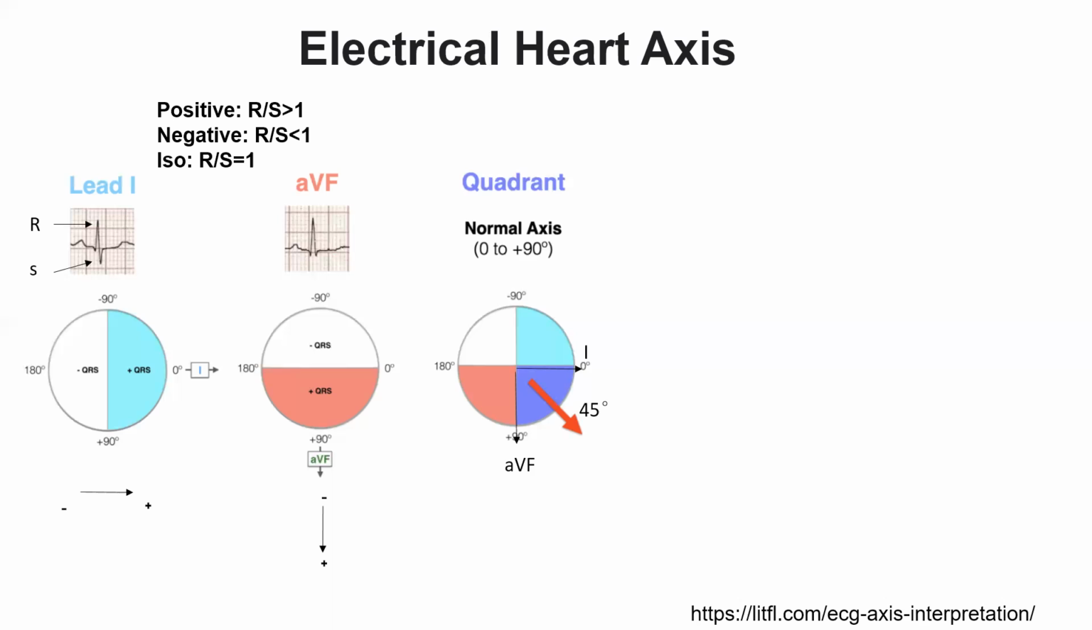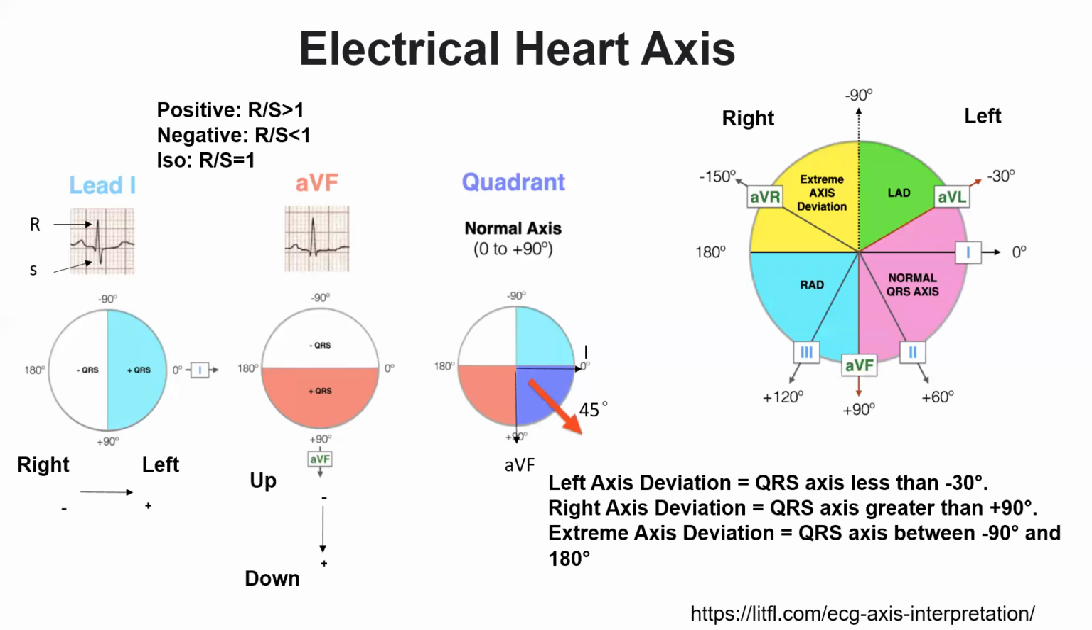So we combine these two vectors together, and we can see that the QRS complex in this EKG is about 45 degrees, which is located in the normal axis range.